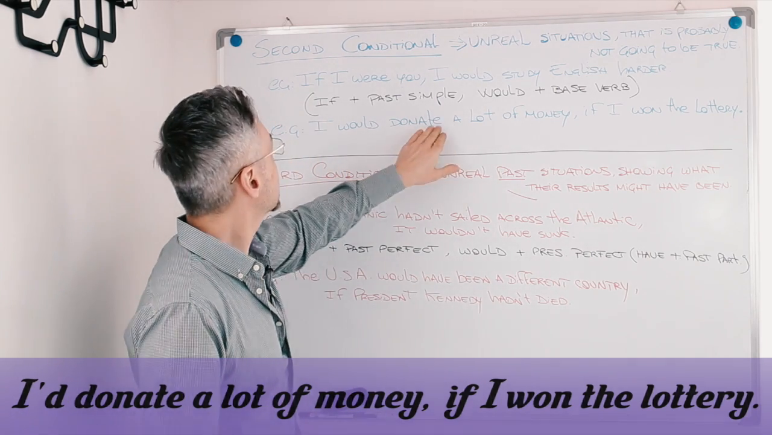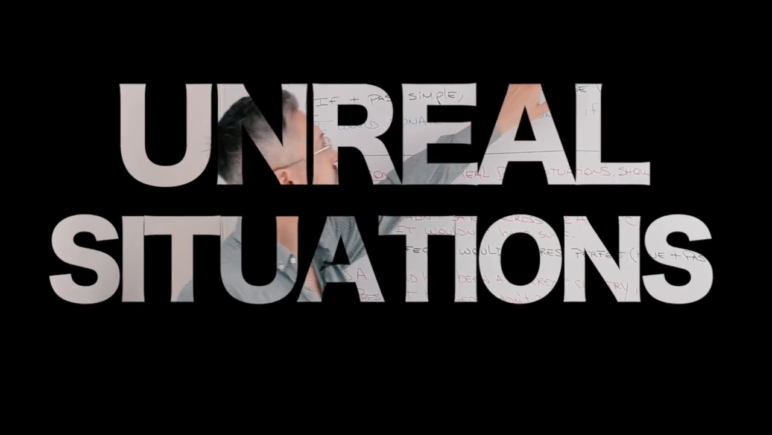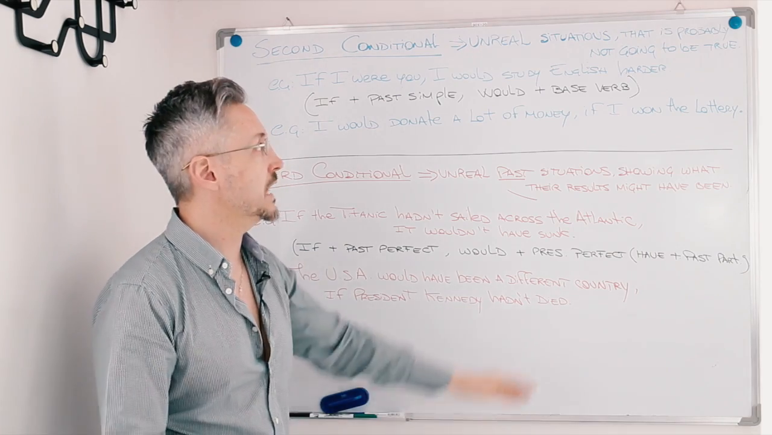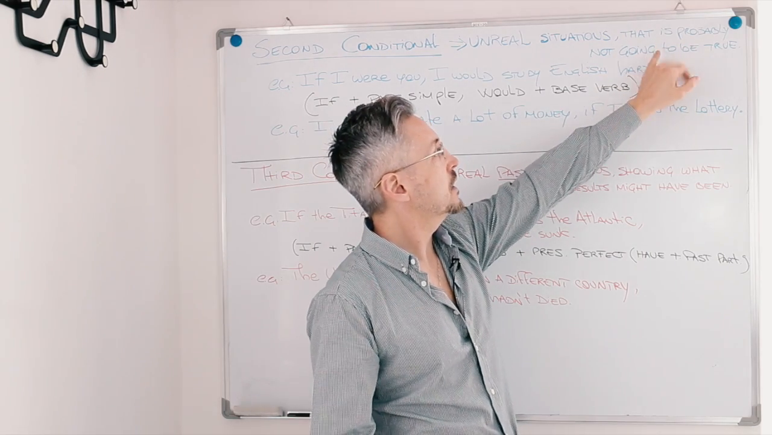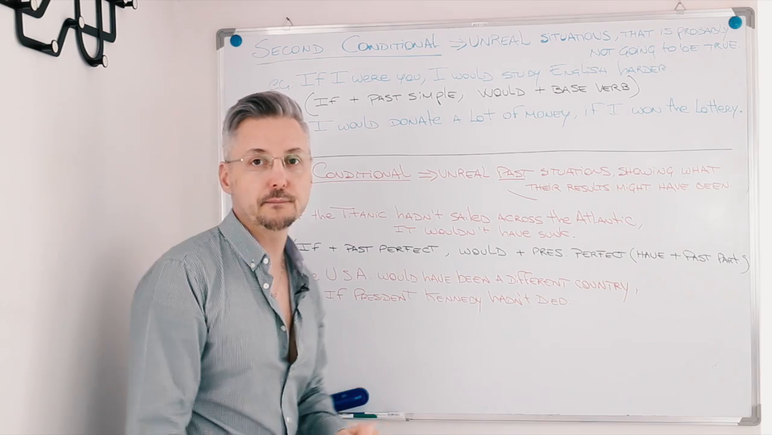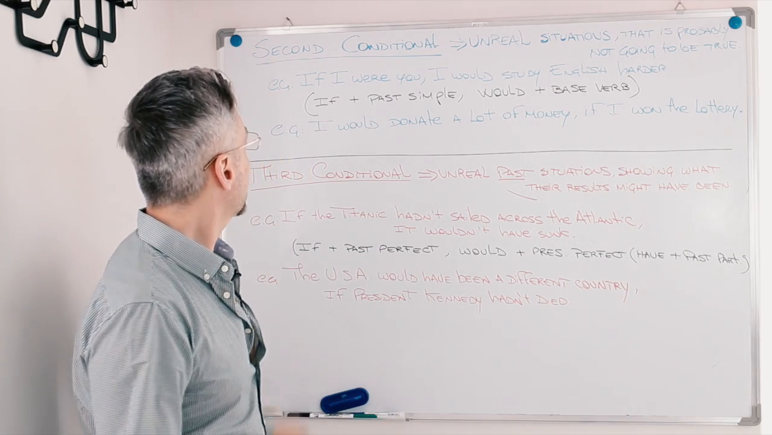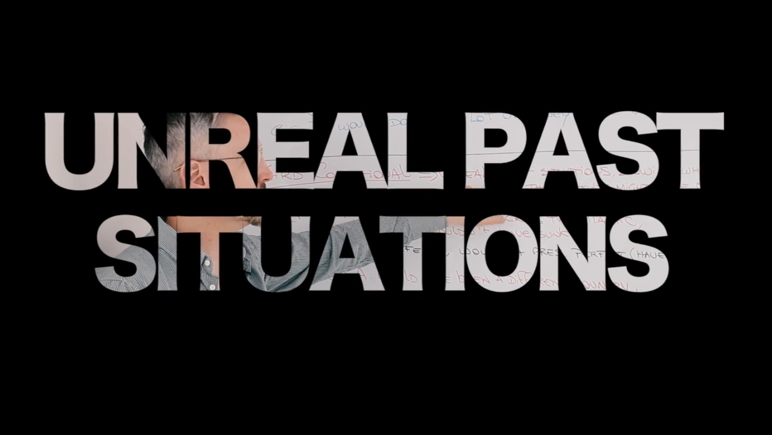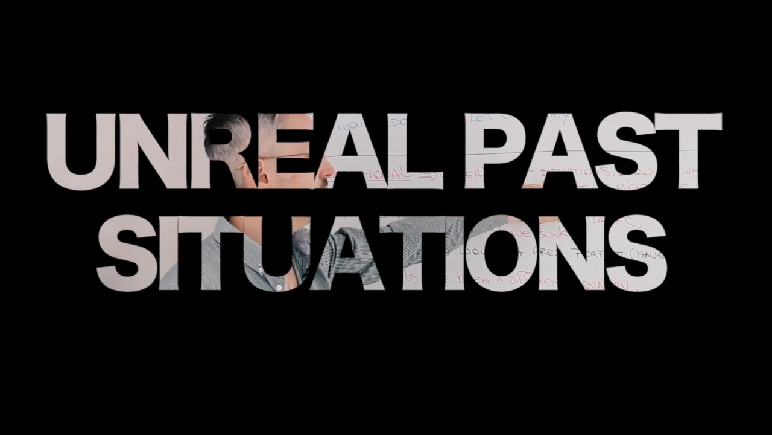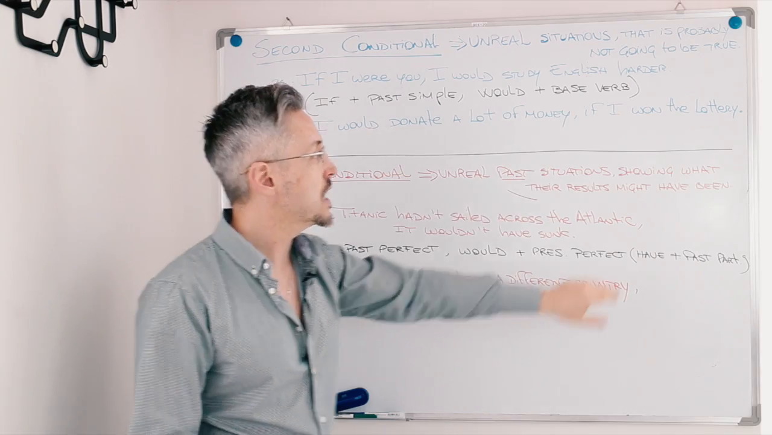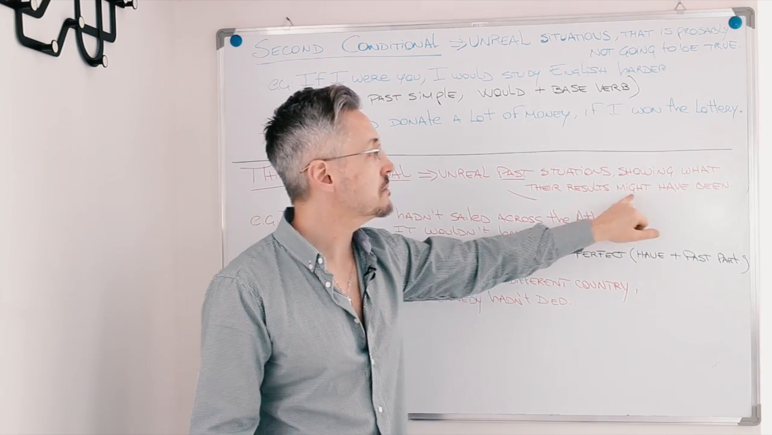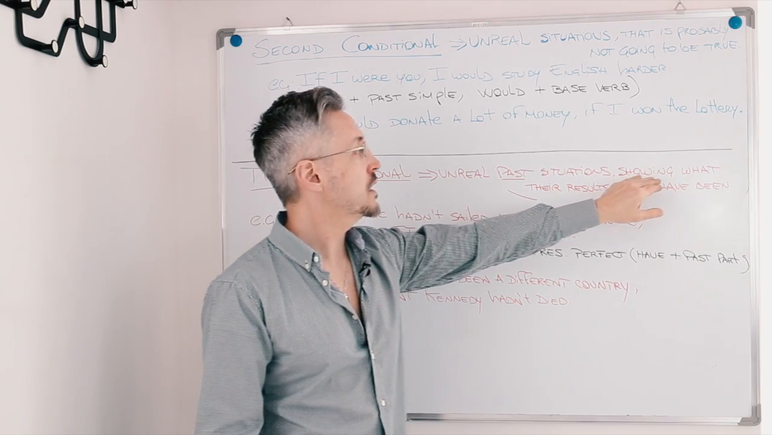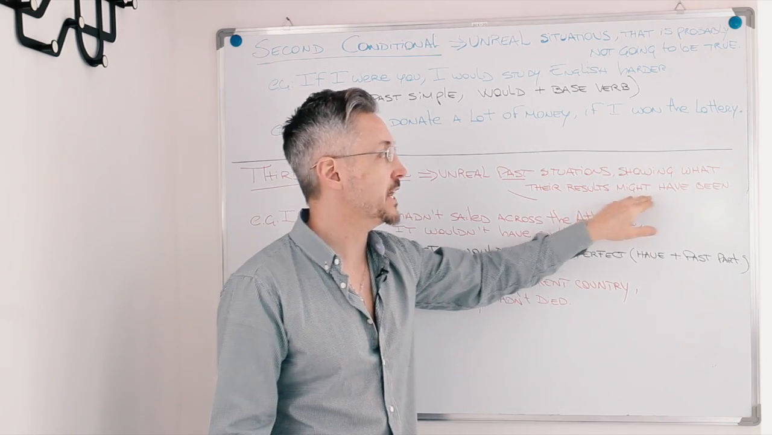Now this is for the second conditional. So it's an unreal situation, or unreal situations, that are probably not going to be true. Not going to be true. So the third conditional instead is about unreal past situations, showing what their results might have been. So unreal past situations showing what their results might have been.